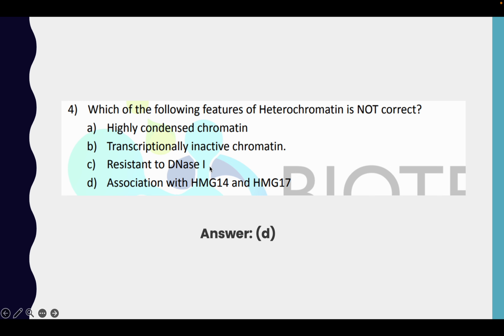Resistant to DNase 1, it is also correct, as we have studied that euchromatin is loosely packed, transcriptionally active and highly sensitive to DNase 1, and euchromatin has an association with HMG 14 and 17, while heterochromatin does not have association with HMG 14 and 17. So the incorrect statement is association with HMG 14 and 17.